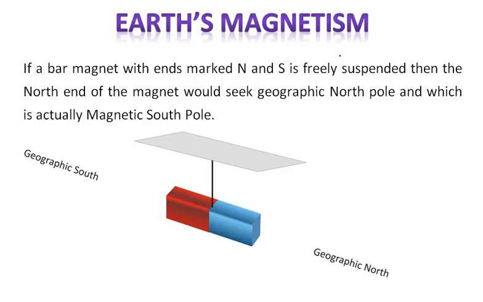Now let us discuss Earth's magnetism. We all know that when a magnet is suspended, free to rotate in the horizontal plane, the magnet orients itself in one particular direction, which is north-south. Now why this happens in the first place is something we should think about.